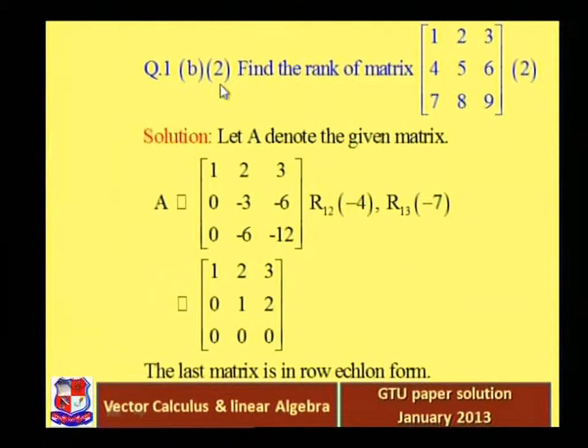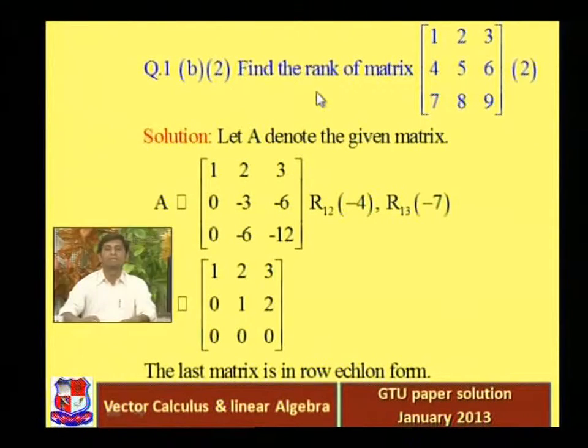Question 1b, second part. Find the rank of the matrix. Here is our matrix, 3 cross 3. This question was asked for 2 marks. Again we have to convert this matrix into a row echelon form matrix, right? And the number of non-zero rows in the row echelon form matrix is exactly the rank of the given matrix. That is the definition of the rank of the matrix. So this question was quite easy.